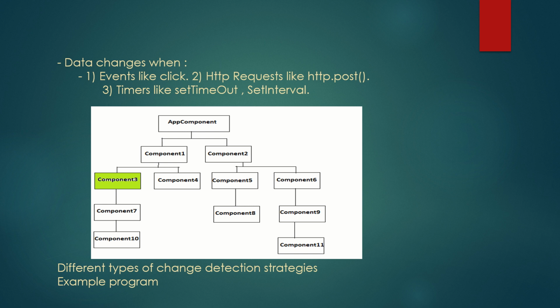Generally, there are three ways data can be changed within a component. One is using events like click on button, mouse click, key up, key down, etc. The second one is using HTTP requests. Generally, HTTP post changes the data. The third one is using timers like setTimeout, setInterval. After that specific interval, data will be changed.